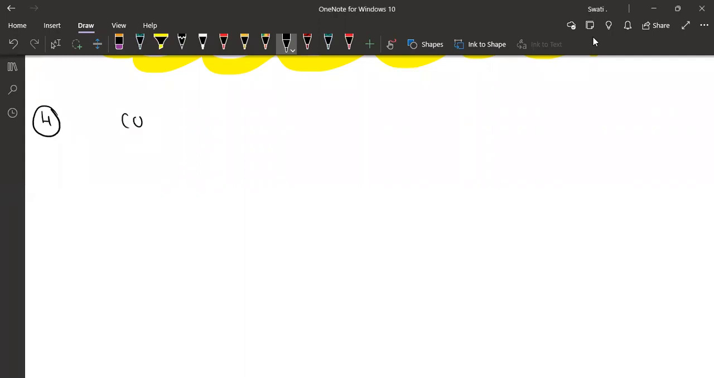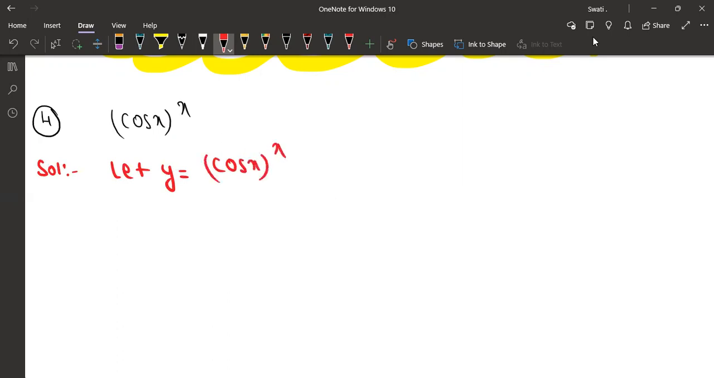So we have to differentiate cos x raised to x. First we will take this as y. So let y is equal to cos x raised to x. Now again, using the property of log, we can write this as e raised to x log cos x. And now we will do the derivative.